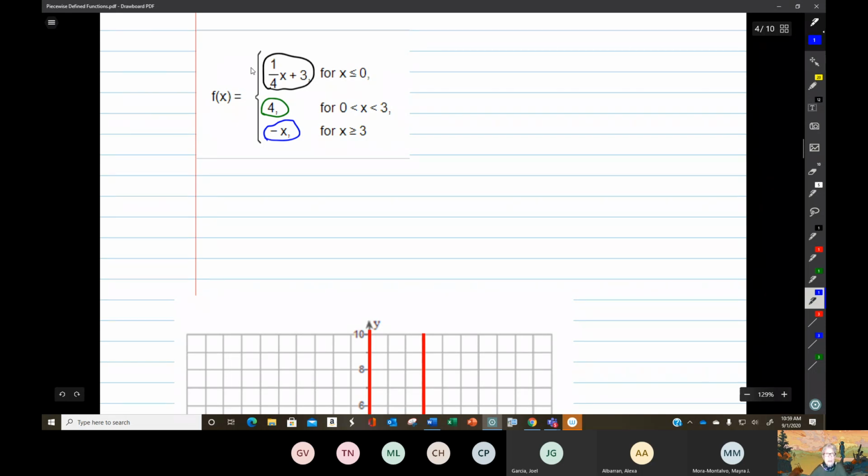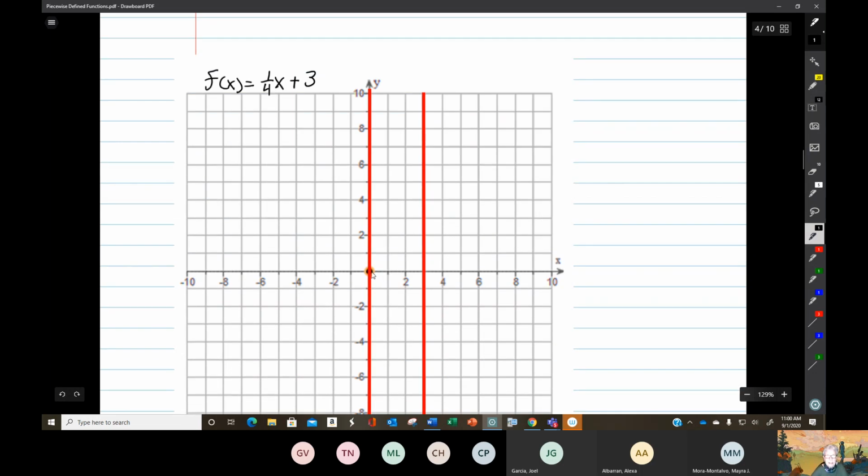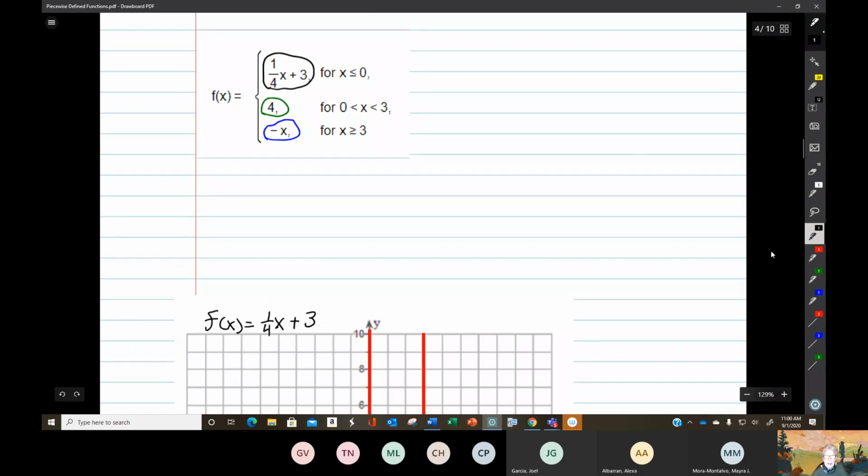Okay. We're looking at this function. In fact, I'm even going to write it. f of x is going to equal 1/4 x plus 3 over here to the left of x equals 0. f of x, and I'm writing it up here for a reason, is going to equal 4, and what that means is y equals 4.